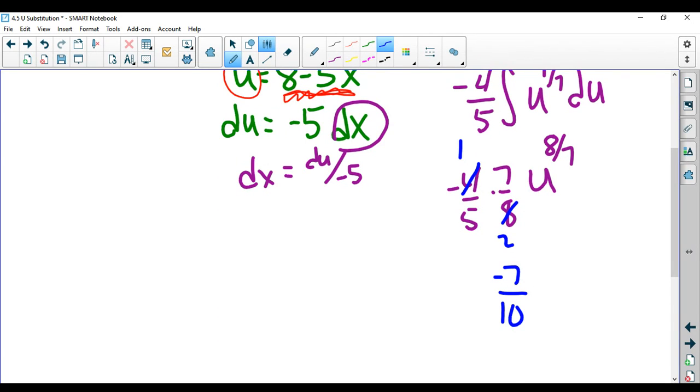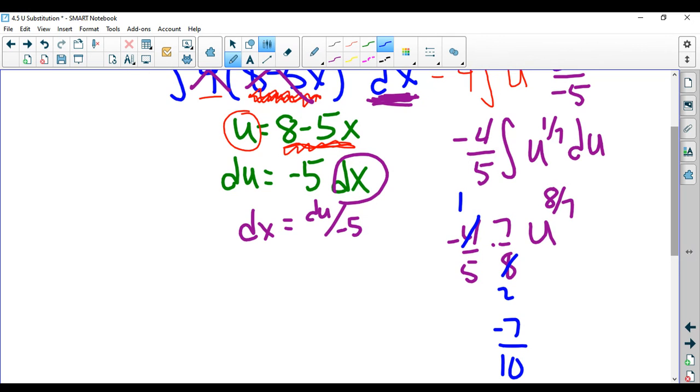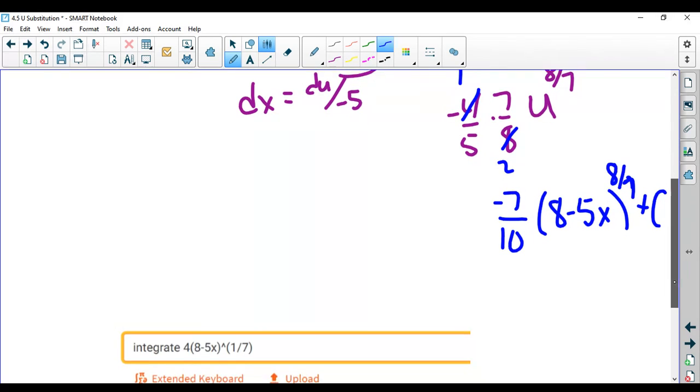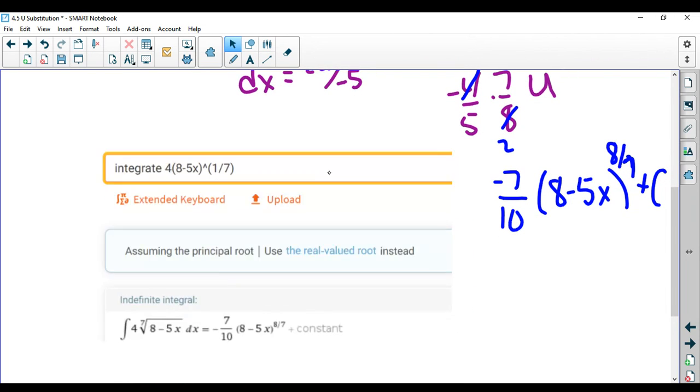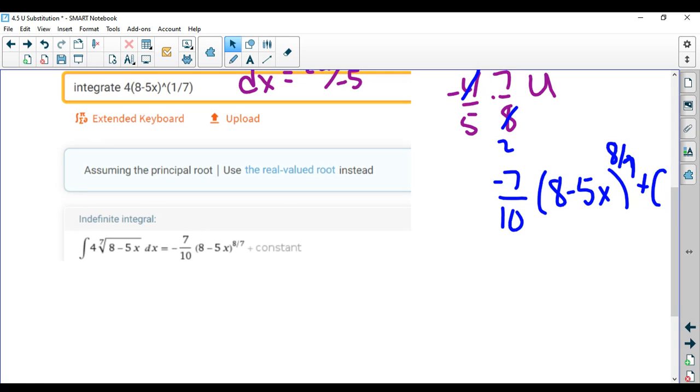But remember, u is 8 minus 5x to the 8/7. And we're done. So I'm going to add my plus c. And then you can check by taking the derivative, or you can just Wolfram Alpha it, and Wolfram Alpha confirms it. That's it.